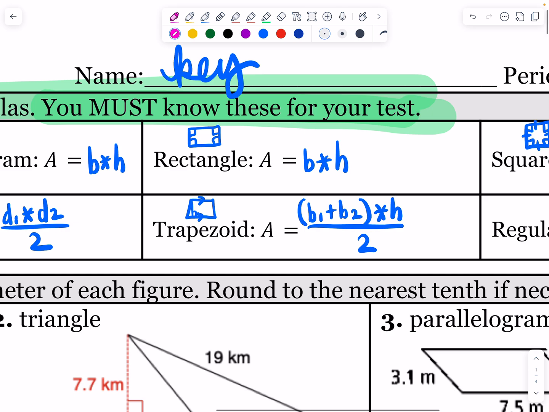And then a trapezoid is just a triangle that has had the top of it sliced off. And so we have our bases, base 1 plus base 2. We add those together. So let me highlight that. Base 1 plus base 2. There's my bases. I add those together. I multiply times that height, and then I divide by 2. So it's still base times height divided by 2. It's just that I have to add the two bases together.